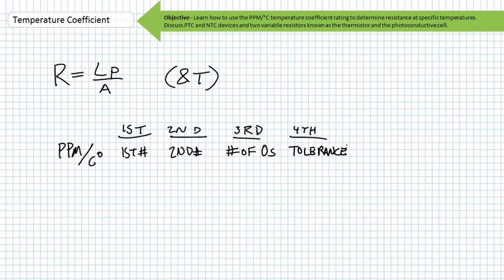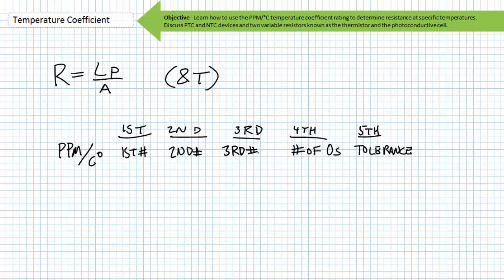The 5-band color code inserts a third digit in between the second digit and the number of zeros. The number of zeros and tolerance band just shift over one place to the right to accommodate this new third band, which is now the third number in our resistor value. The 5-band color code is read as follows. First band is the first number, second band is the second number, third band is the third number, the fourth band is now the number of zeros, and the fifth band is the tolerance.